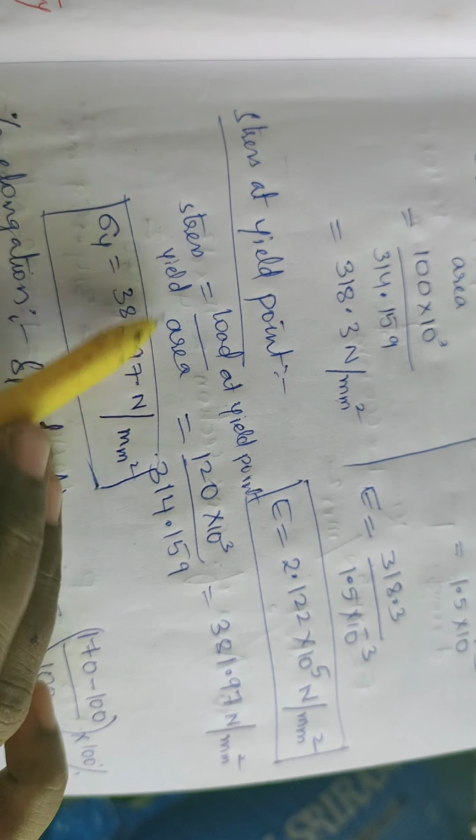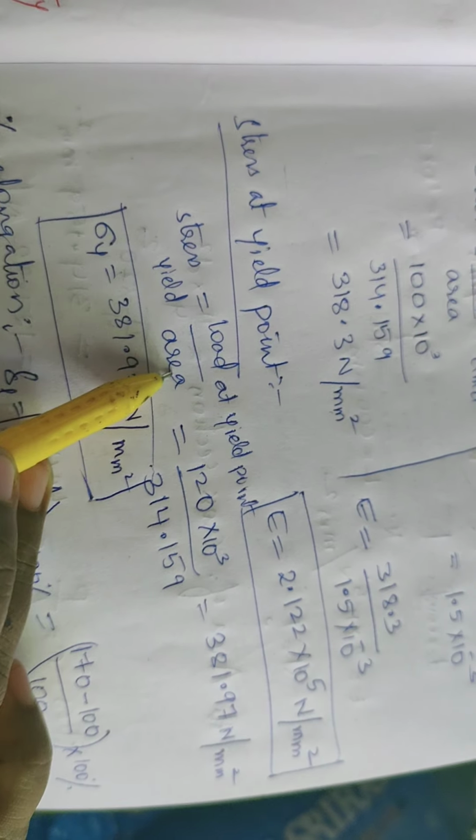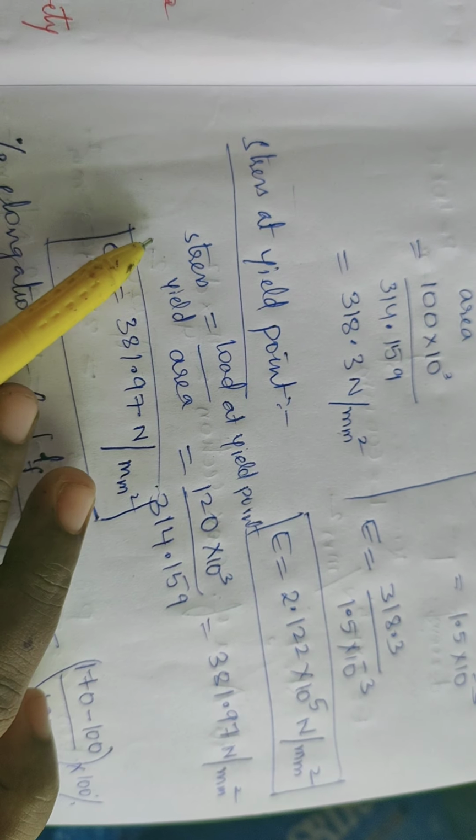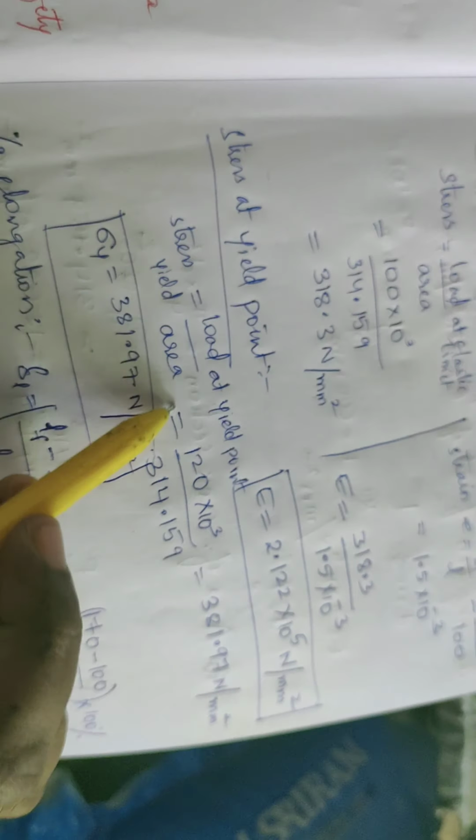condition, we'll take area. If the specimen is broken, we'll take this area after fracture. If it is not broken, then we are taking the initial area.